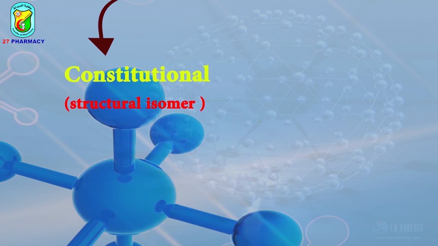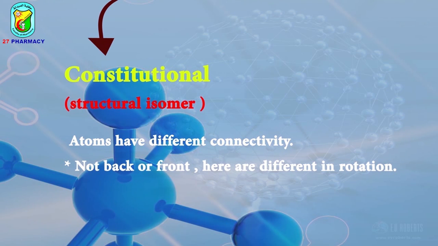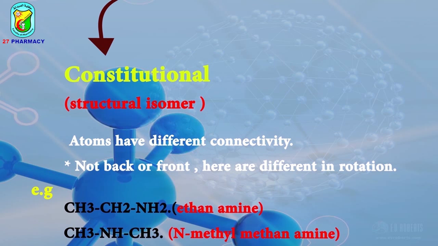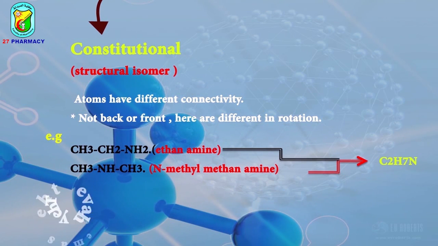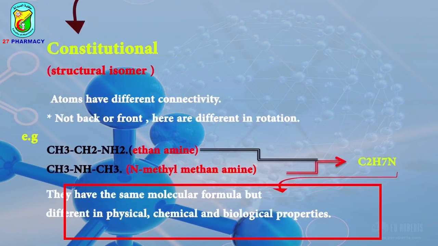Constitutional isomers are isomers whose atoms have different connectivity, not back or front. Here they differ in connectivity. Example: ethanamine and methyl-methanamine. They have the same molecular formula but differ in physical, chemical, and biological properties.